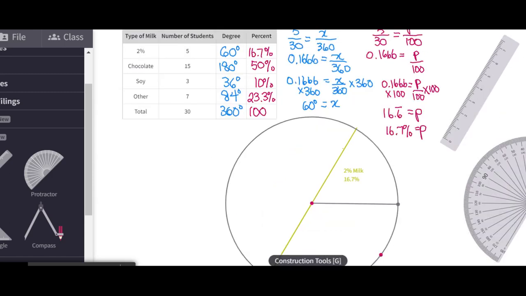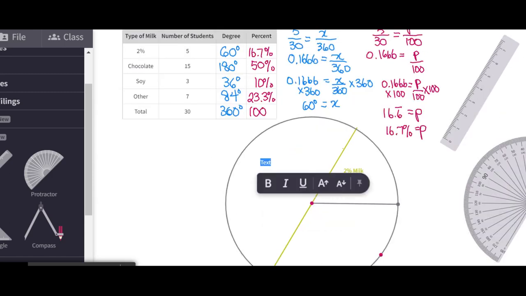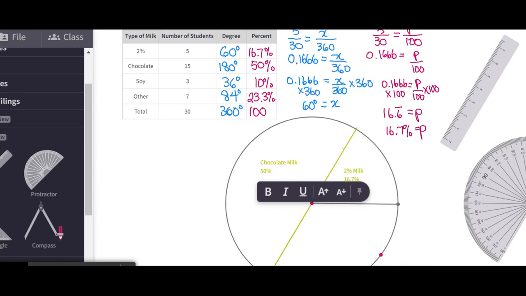There we go. And here we can go ahead and type chocolate for chocolate milk. And then how much of the circle does it take up? It takes up 50% of the circle. Just because percentage-wise is easier to understand than degrees, all right? And then we also understand percentage also means the number of students. So that's why we use percent. It's just much clearer.